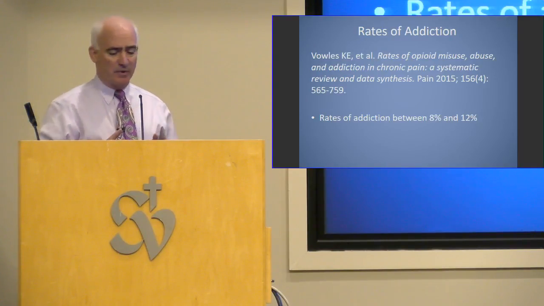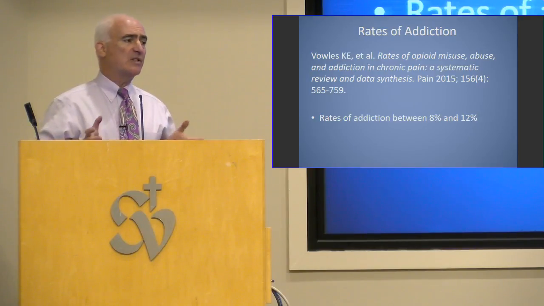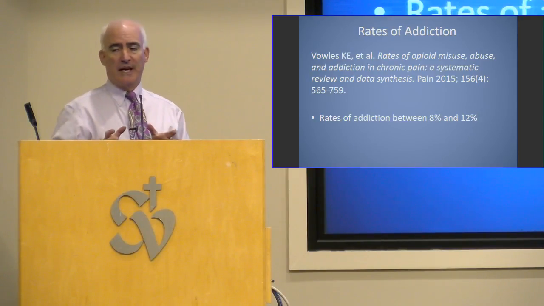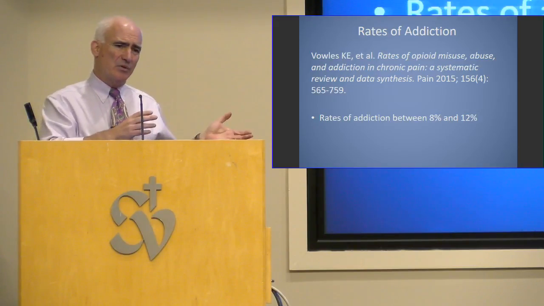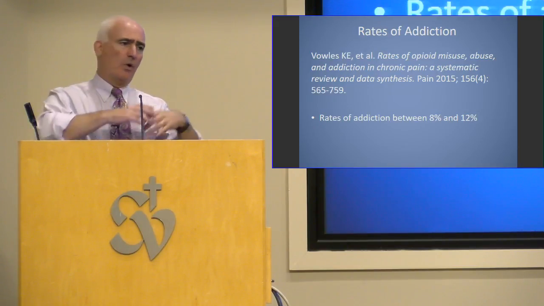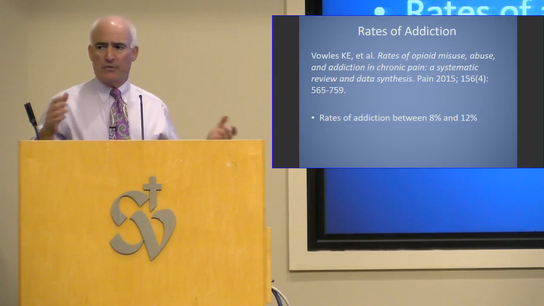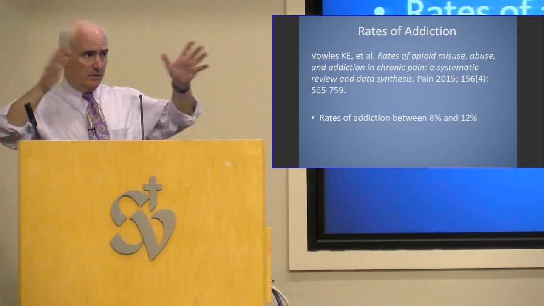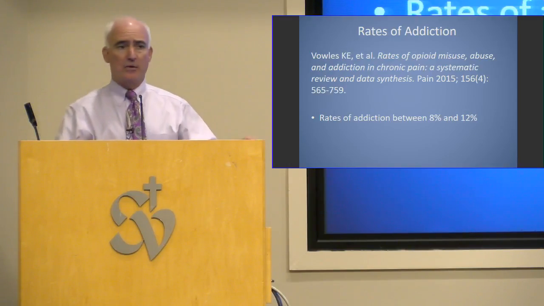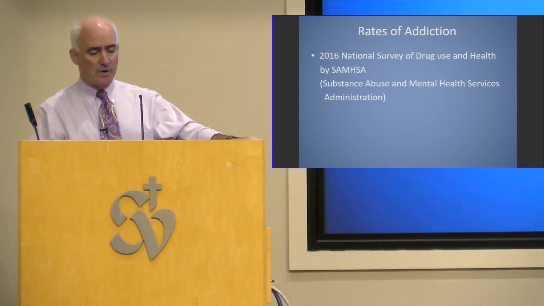And they did a systemic review. And they found that rates of addiction, true addiction, were between 8 to 12%, even in the chronic pain patients. And that kind of mirrors society. If you look at all comers, the rates of addiction are about 8 to 12%, not just in chronic pain patients, but in everybody. That's a pretty standard number. Okay.